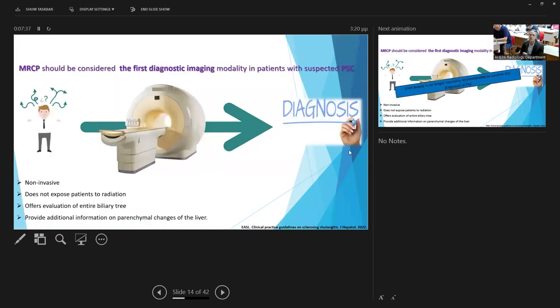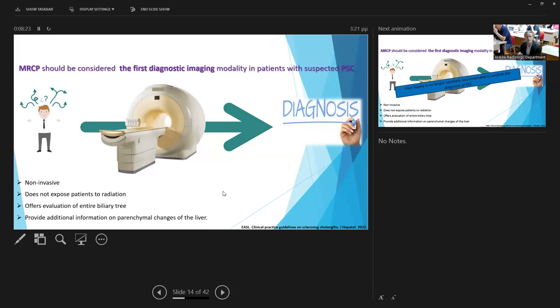For this reason, in most cases, we prefer the MRCP study, which, according to the EASL guidelines and the new ESGAR guidelines, should be considered the first diagnostic imaging modality in patients with primary sclerosing cholangitis. Why is it the most important one? Because first, it's a non-invasive technique. Obviously, it does not expose the patient to any radiation dose and may offer a correct evaluation of the entire biliary tree due to the fluid content. This technique also offers information regarding some extra-biliary findings, like liver parenchyma changes, pancreas changes, and splenomegaly as well.